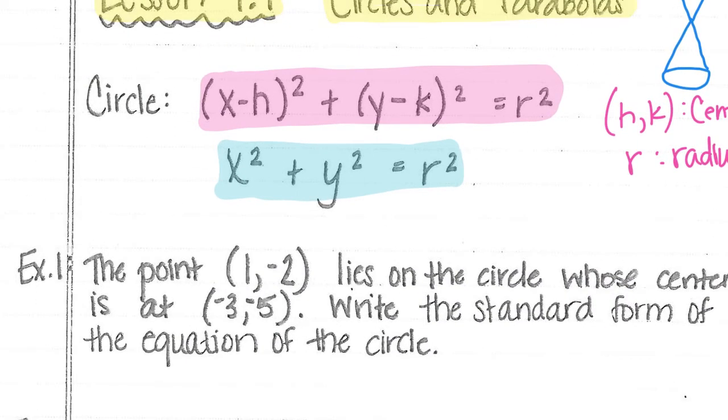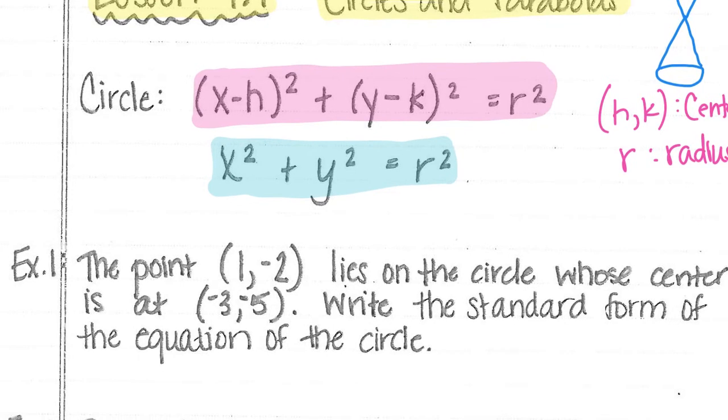It says the point (1, -2) lies on the circle whose center is at (-3, -5). So the first thing we have to realize is that this is a circle. It says, write the standard form of the equation of a circle, and we're going to use this form because the -3 will be the h, the -5 will be the k, and because we're given a point, I know a point is an x and a y.